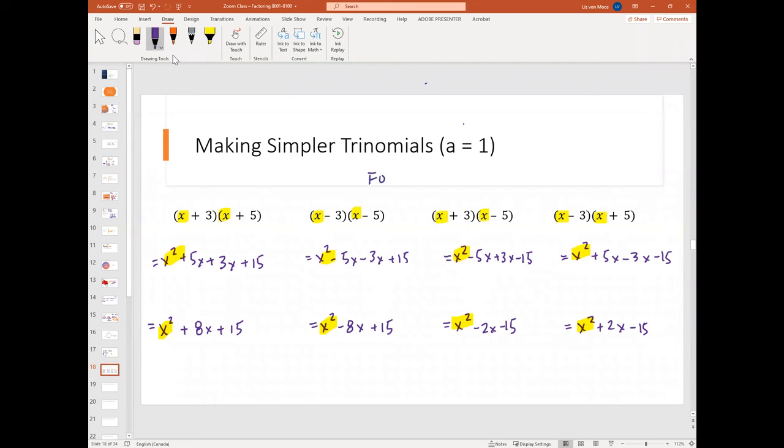What we're doing here is foiling each one: first, outside, inside, and last. So the first two is x times x. And then we have two options for the final term. We had positive 15 for the first two. That came from positive 3 and positive 5, or negative 3 and negative 5. In each case, that's where the 15 comes from. But in the last two, that's the only case where we have opposite signs. So on the left, we have the same sign. On the right, we have opposite signs. So we ended up with negative 15.